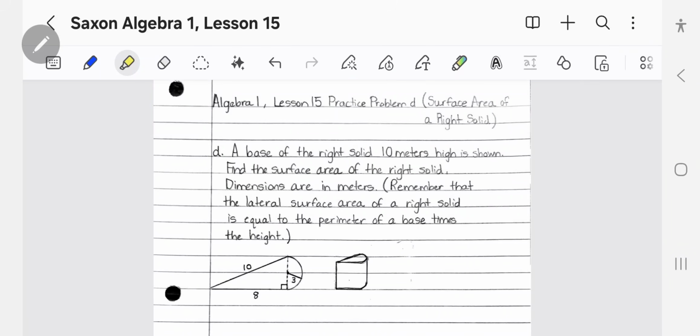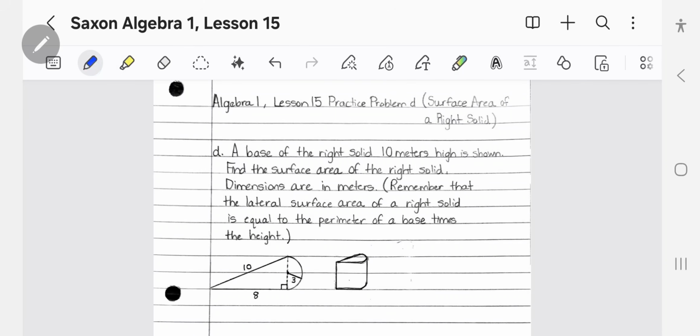This is Algebra 1, Lesson 15, Practice Problem D, Surface Area of a Right Solid. A base of the right solid 10 meters high is shown. Find the surface area of the right solid. Dimensions are in meters. Remember that the lateral surface area of a right solid is equal to the perimeter of the base times the height.